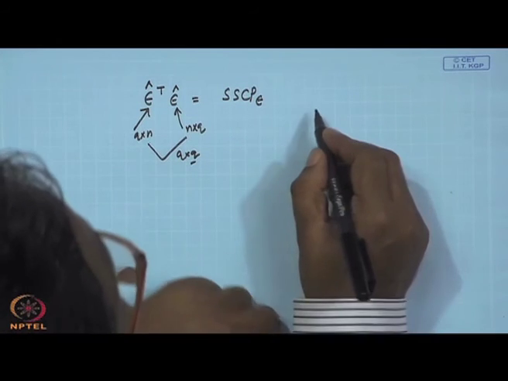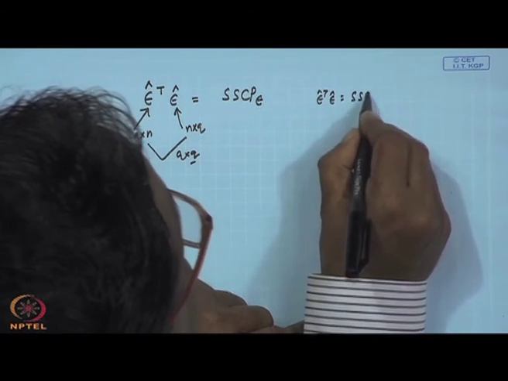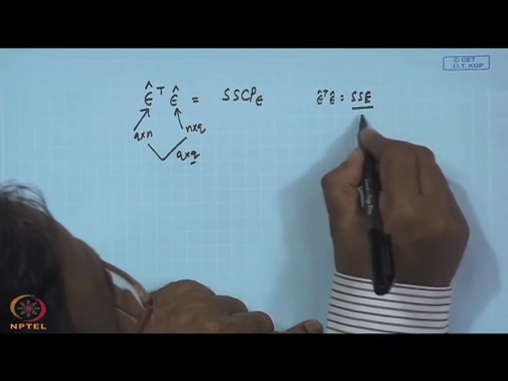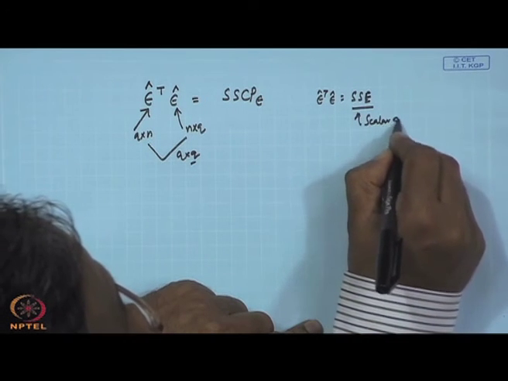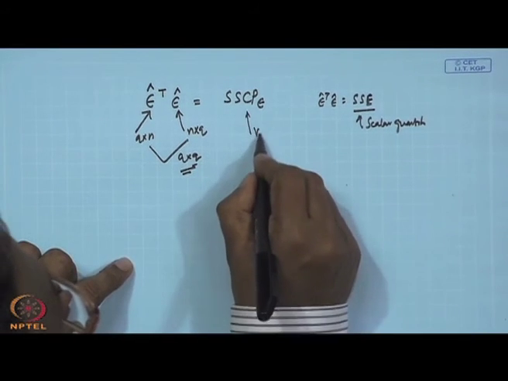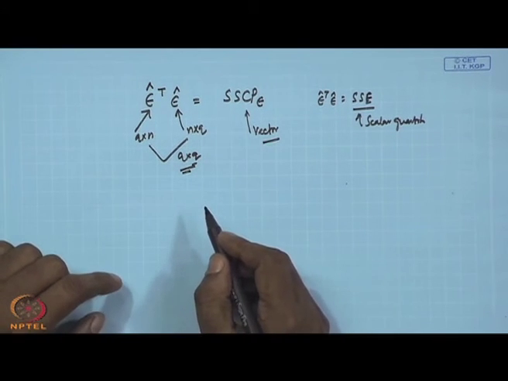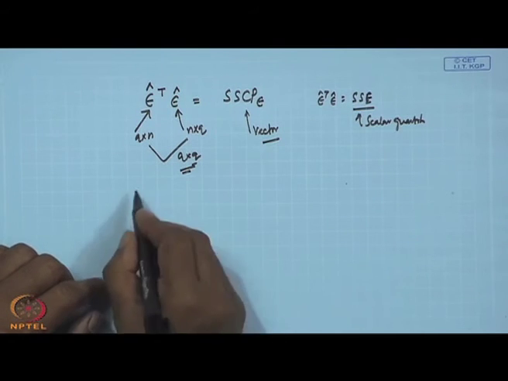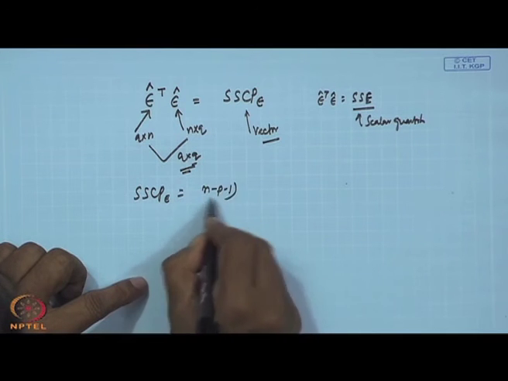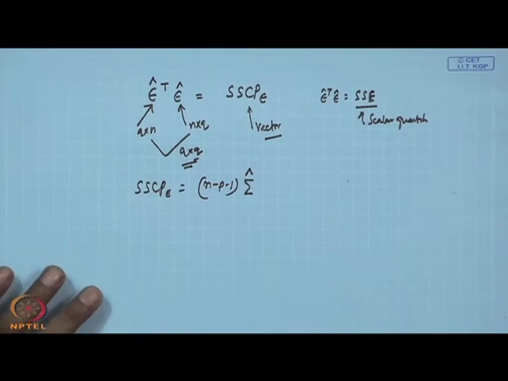In MLR, when you wrote epsilon transpose epsilon, you called it SSE and it was a scalar quantity. But here this is a q cross q matrix, that is why it is not a scalar. Getting me? And this value, the SSCPE, is n minus p minus 1 into capital sigma.